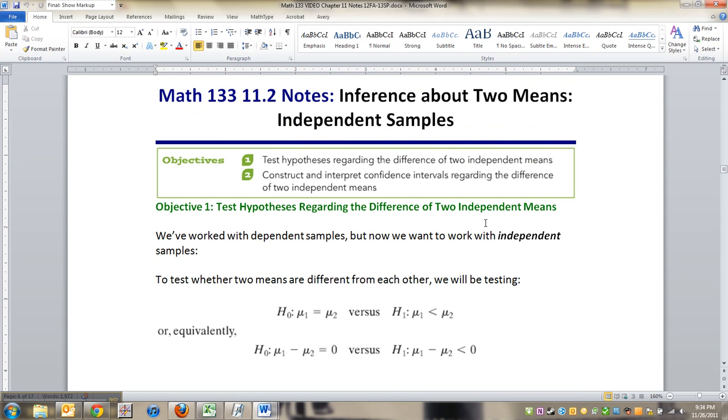So we finished 11.1, in which we were comparing the mean but for dependent samples. Particularly the matched pairs design was of big importance to us. Now we're going to move on to work on independent samples.